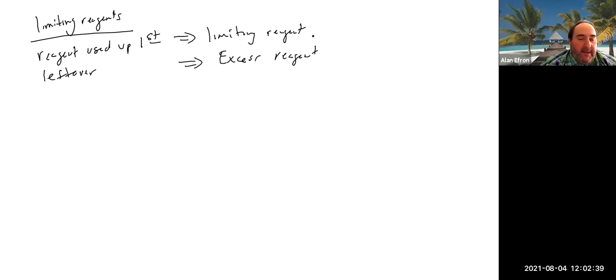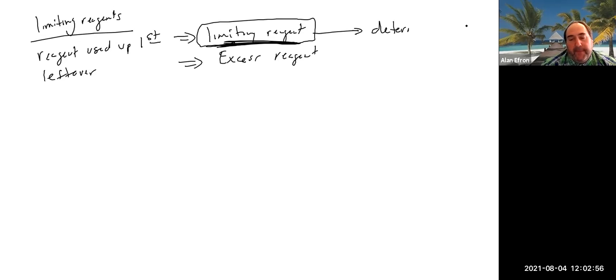And remember that it is always the limiting reagent that is the most important, because pretty much once that guy is gone, there is no way that you can make more product. So it is always the limiting reagent that determines how much product you make.